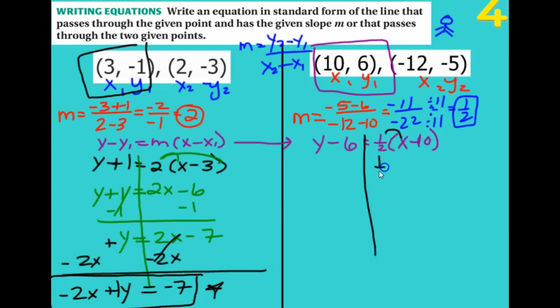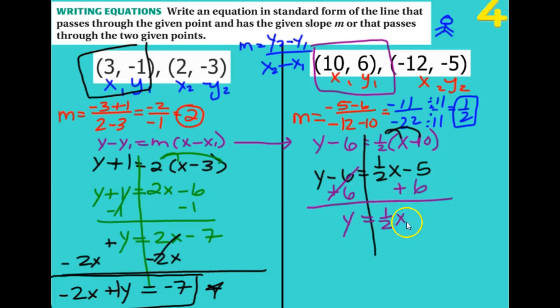So distribute. 1/2 times x is just 1/2 x. 1/2 times negative 10 is negative 5. And then add 6 to get y by itself. We have y equals 1/2 x, and then negative 5 plus 6 is a positive 1. That is solved for y. I don't know why I circled that.